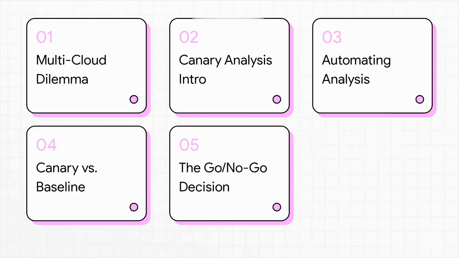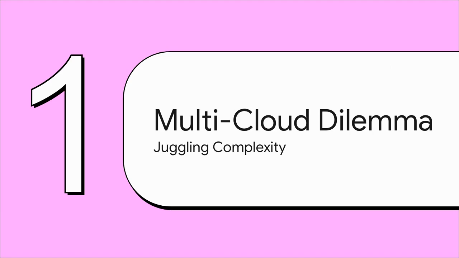So here's the game plan for today. We're going to start with the big problem, that multi-cloud dilemma. Then we'll introduce the hero of our story, canary analysis. After that, we'll get into how to automate it, see how it actually compares the data, and finally, how the system makes that all-important go or no-go call. First up, the multi-cloud deployment dilemma. And really, this is all about the challenge of juggling just a ridiculous amount of complexity at a massive scale.